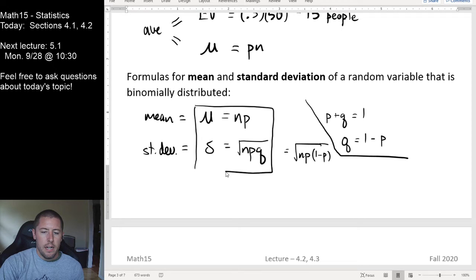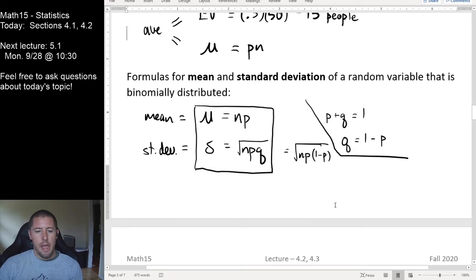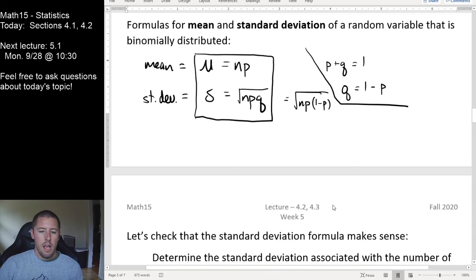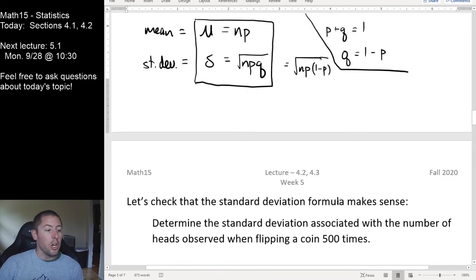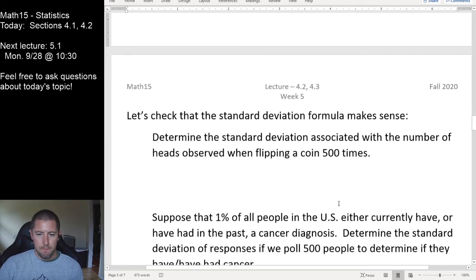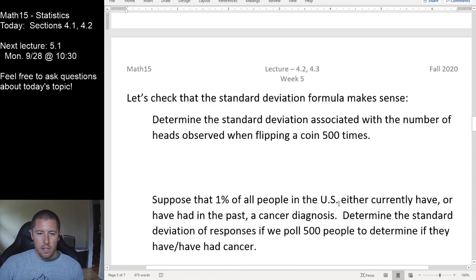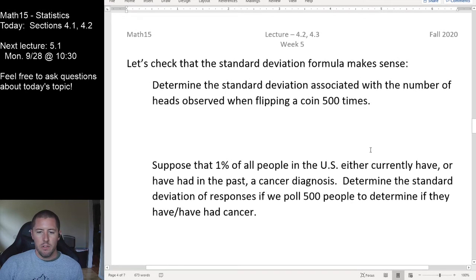But for that standard deviation, I hate just giving people stuff and being like, there's the formula. Unfortunately, where this one comes from, as with many things, is a little bit hairy, but we do want to stop and convince ourselves that this makes sense. So let's compute a couple of standard deviations and see why we agree with the results. Let's check that the standard deviation formula makes sense for two different scenarios. Let's do a comparative standard deviation here.